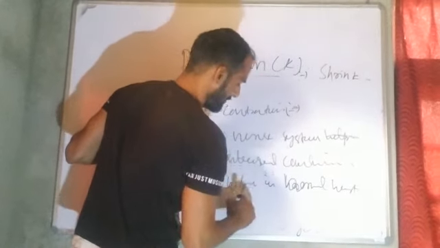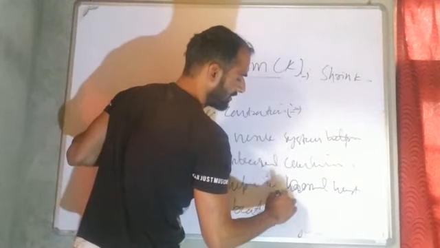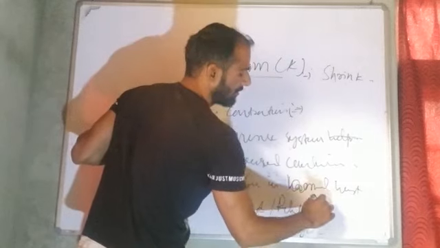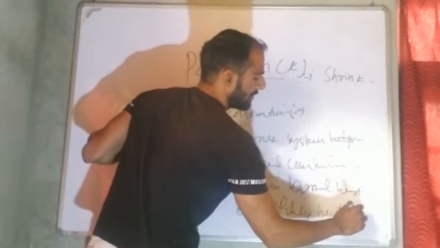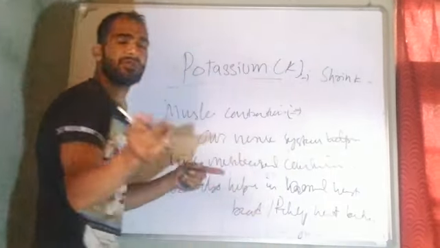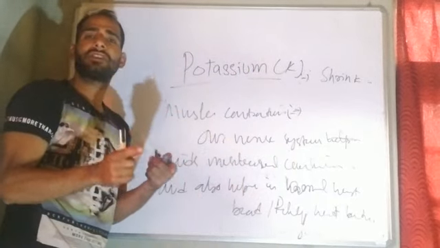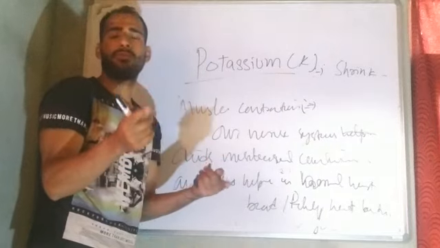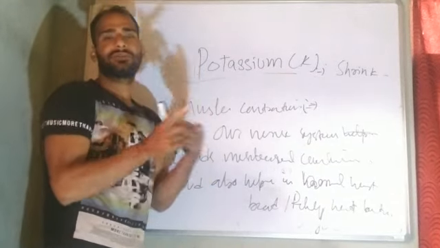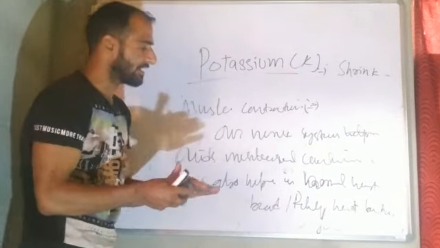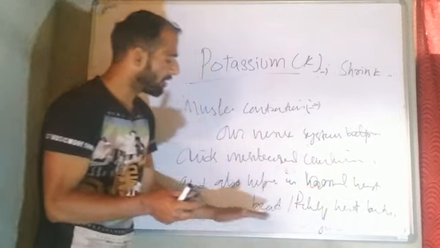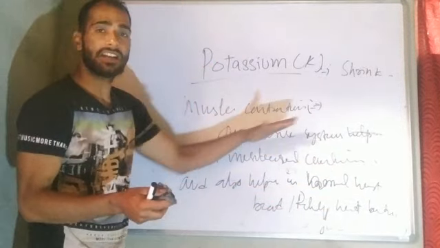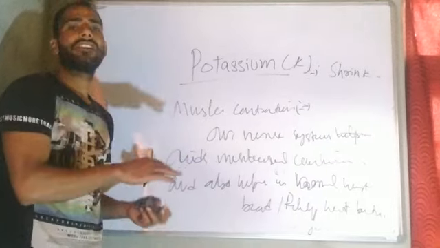normal heart beat या rhythmic beat, right? How does it help in the rhythmic heartbeat? By moving in and outside of the cell. When the potassium moves outside the cell and sodium moves into the cell, that generates the rhythmic heartbeat and also helps us in our muscular contraction, right?